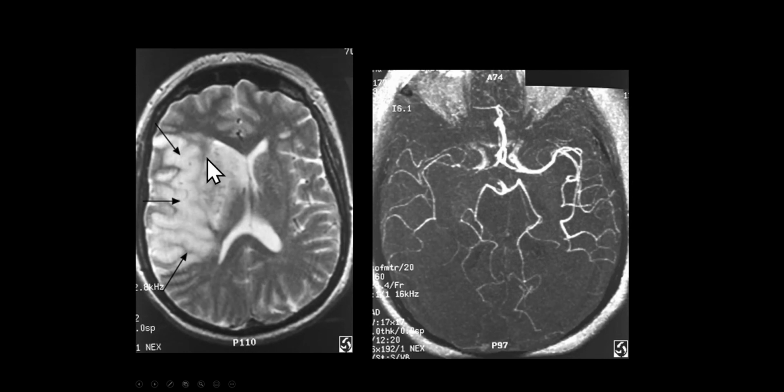Okay, this is a more consolidated left middle cerebral artery stroke. And here's a right middle cerebral artery stroke, and if we do an MR angiogram, we can see pretty good flow in the left middle cerebral artery, but not in the right middle cerebral artery. We also get a nice look at the top of the basilar and the posterior cerebral arteries here.